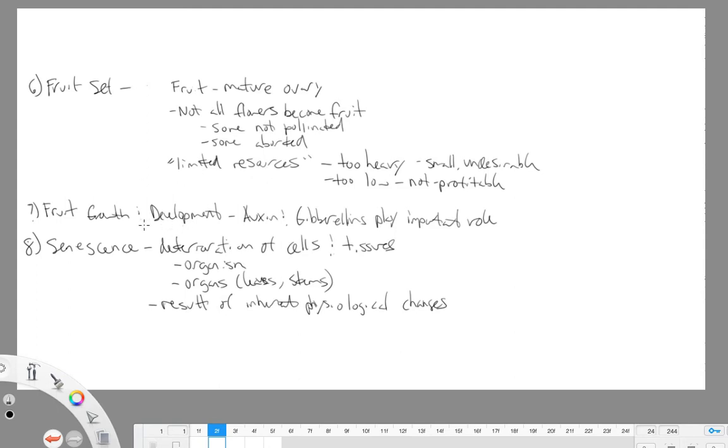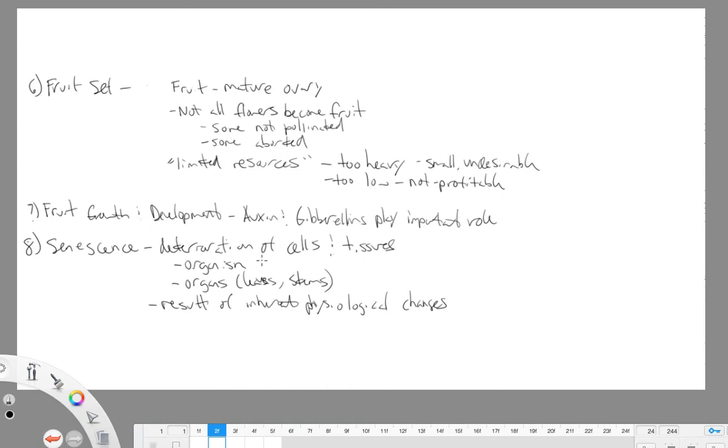Fruit growth and development, we said two important hormones played an important role, auxins and gibberellins. Gibberellins are sprayed on all your Thompson seedless grapes to increase the size of the fruit. Auxins play a role in, for example, strawberry receptacle growth. And then after this stage, we have senescence, which is a deterioration of cells and tissues.